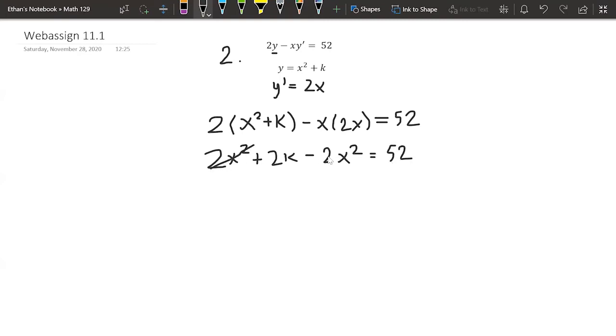And then these two cancel out here, and we're left with 2k equals 52. And when we solve that for k, we get that k is equal to 26.